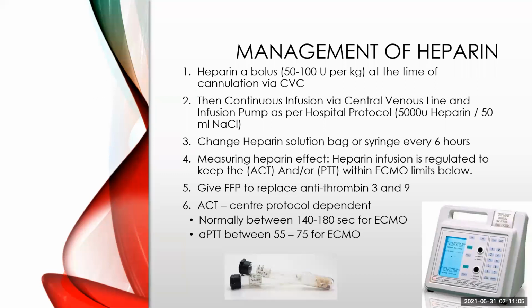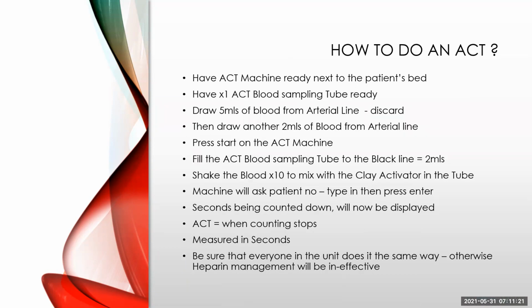There are also different ACT machines on the market. Some use a little glass plate that uses less blood, but this is the one that you would most frequently see in most of the hospitals that you are going to be working in. So how do we do an ACT, and what does ACT mean? ACT stands for activated clotting time, and it's measured in seconds. That's the amount of seconds that it takes for the blood to clot after it has left the body.